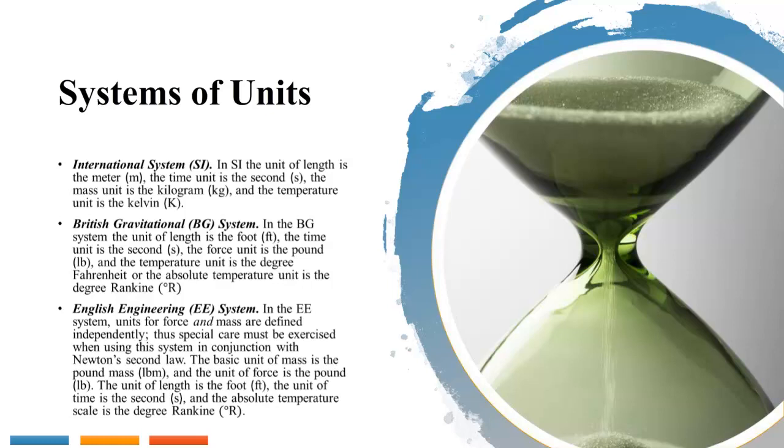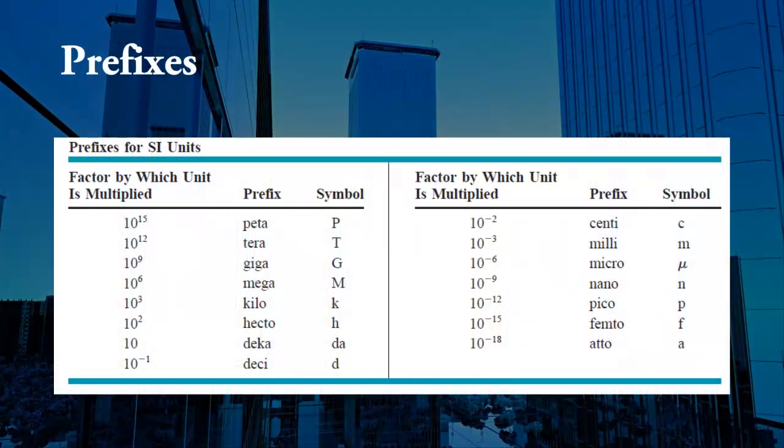In the EE system, units for force and mass are defined independently. Thus special care must be exercised when using this system in conjunction with Newton's second law. The basic unit of mass is the pound mass, lbm, and the unit of force is the pound, lb. The unit of length is the foot, ft, the unit of time is the second, s, and the absolute temperature scale is the degree Rankine. Be familiar with prefixes since we will be using them in the rest of the lessons.